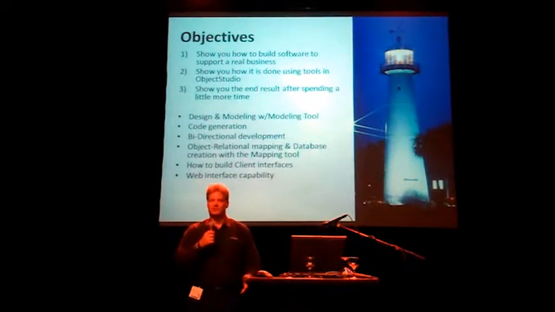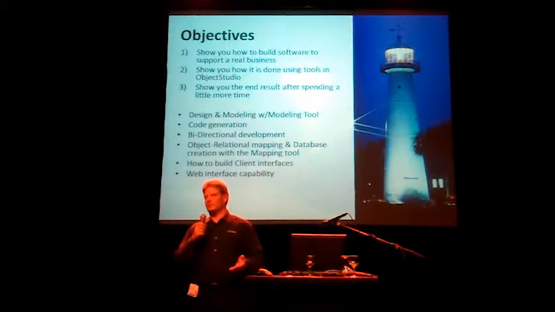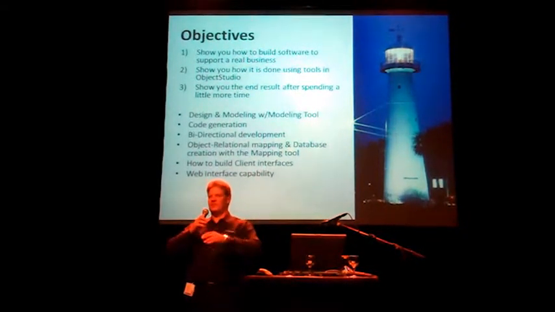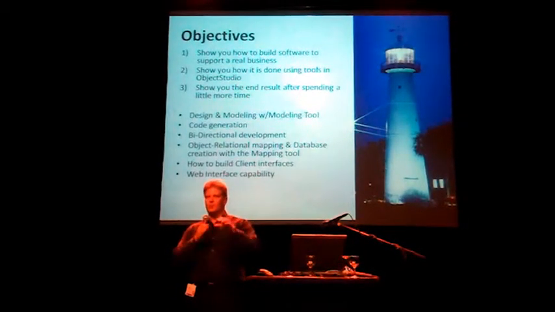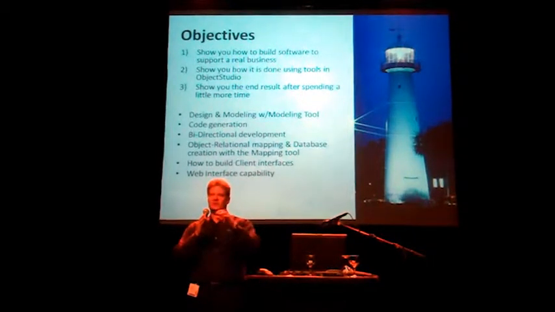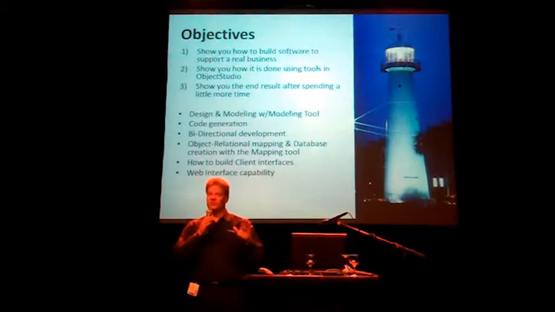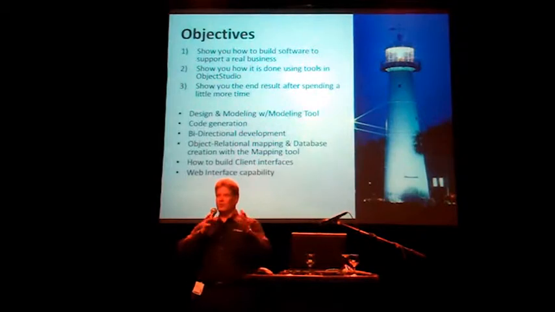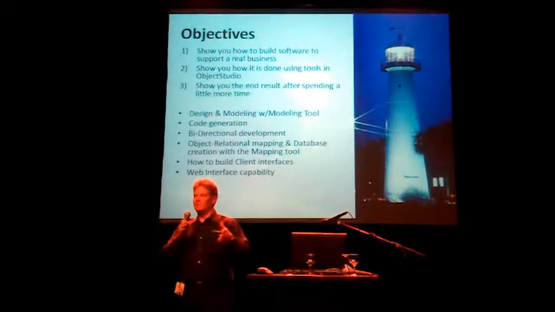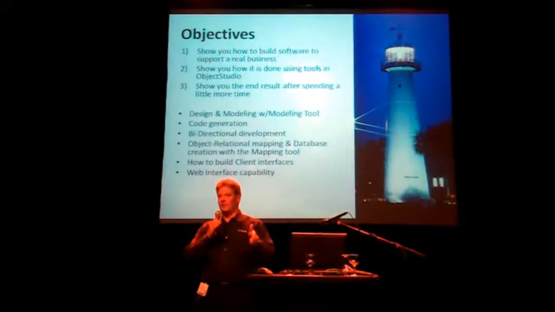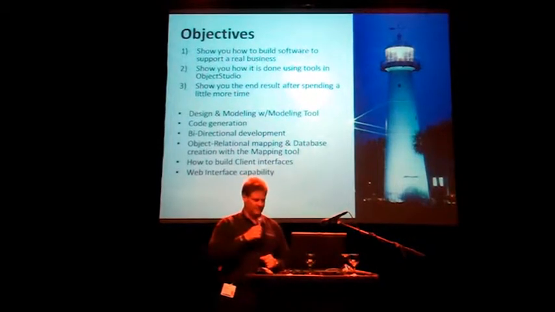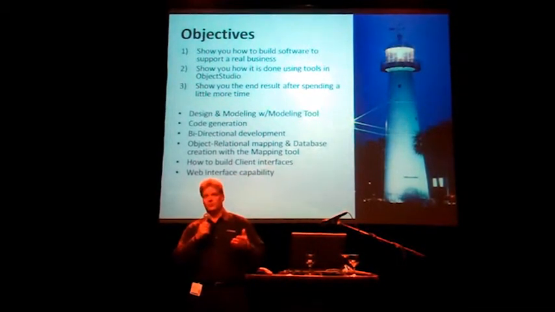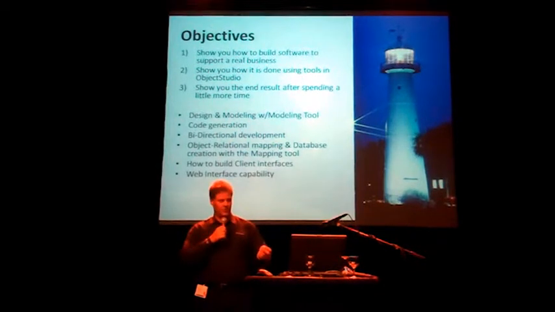So the objective of this talk is basically to show you how to build software to support a business. And we don't want to show you a couple things and then show you an end result, and it's like, well, wait a second, how did you get from point A to point B? We're going to take a piece of each part of the software and show you in some detail, for the time we have, exactly how it's done. So when we show you an end result, that's with a little more time taken, you'll know exactly how we got there. No faith or magic involved. We're going to show you how to use some of the tools and what they can do for you from the Object Studio product.